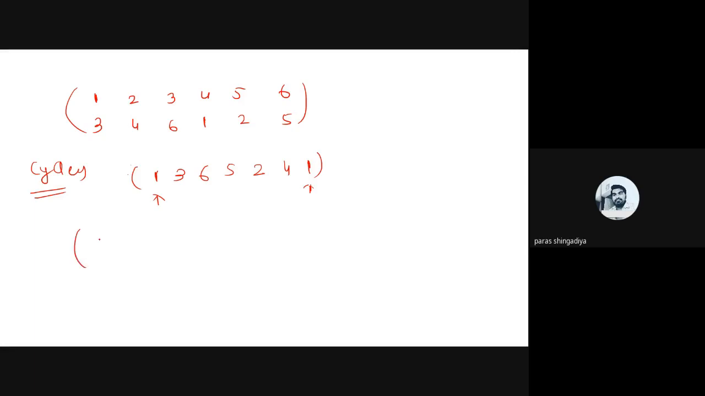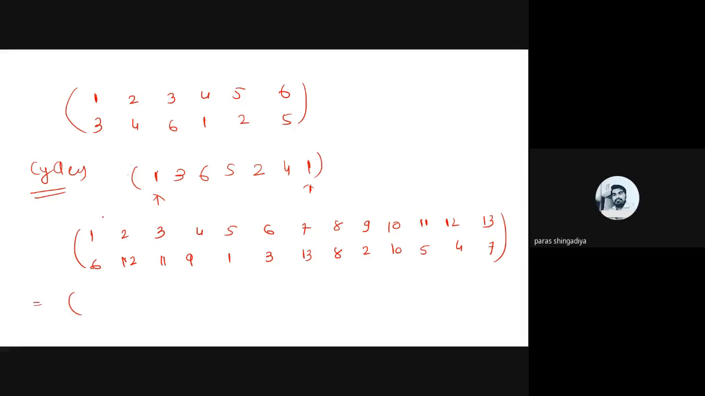And if you include some more data: 1, 2, 3, up to 13, and its output is 6, 12, 11, 9, 1, 3, 13, 8, 2, 10, 5, 4, and 7. This permutation of 13 numbers is given. So how many cycles can you create?